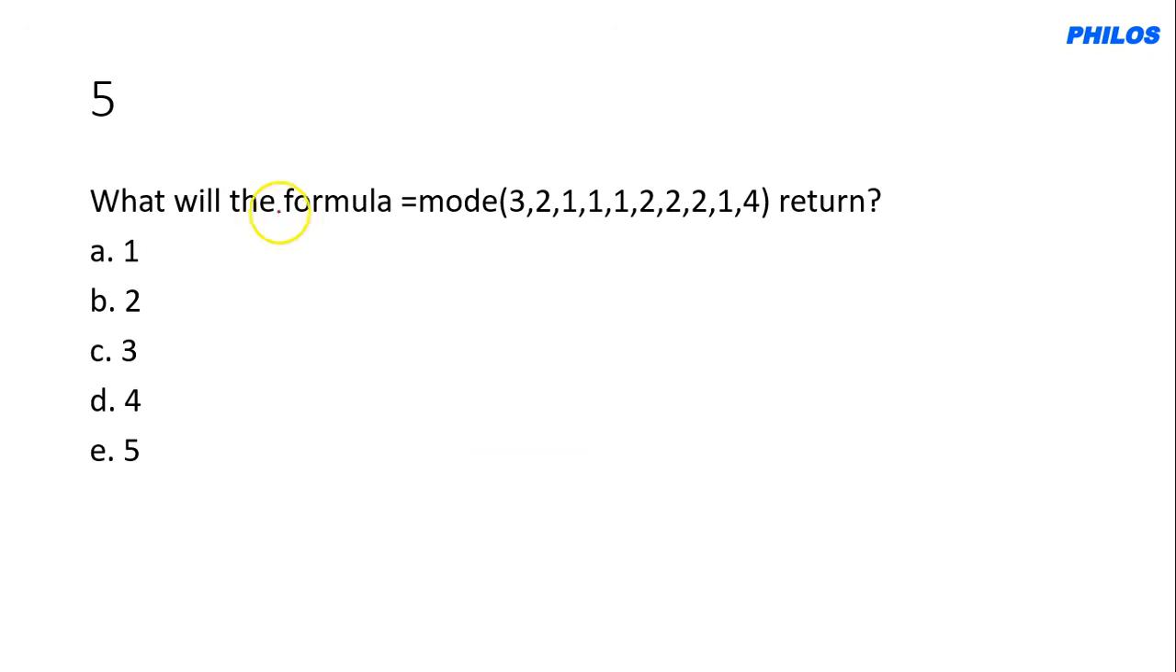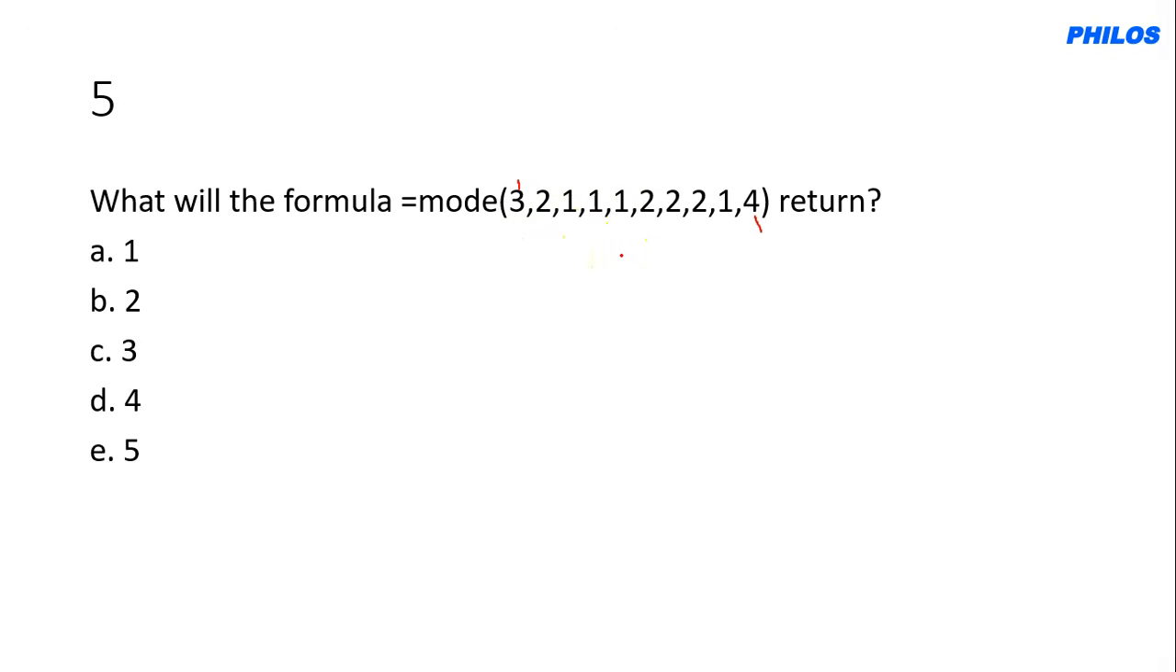Question 5 says, what will the formula equals MODE into bracket 3, 2, 1, 1, 1, 2, 2, 2, 1, 4 return? Now, to solve this, you count. 3 occurs once, isn't it? And when you look at 2, how many 2's do we have? 1, 2, 3, 4. So we have 4 2's. And when you look at 1 also, we have 1, 2, 3, 4. We have 4 1's. Now, it means that this is a bimodal.